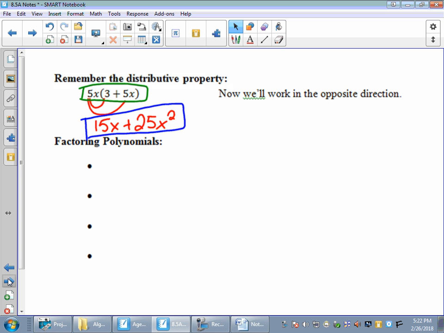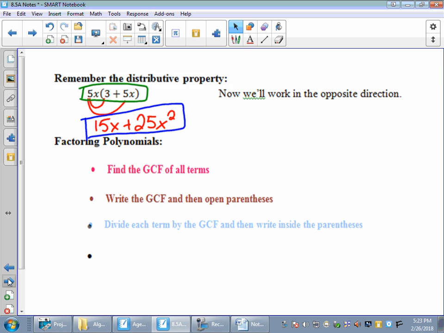We're going to look at factoring polynomials and we'll say, today, find the greatest common factor of all of your terms. Once you have found that greatest common factor, go ahead and write the greatest common factor down and then open a set of parentheses next to it. The final step is going to be divide each term by the greatest common factor, and then write that inside the parentheses.